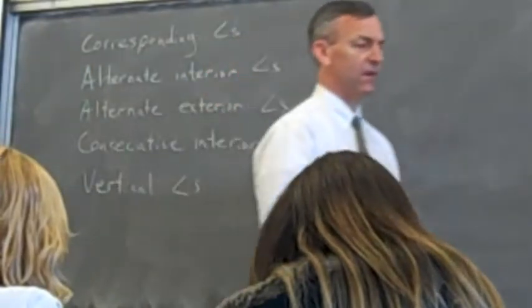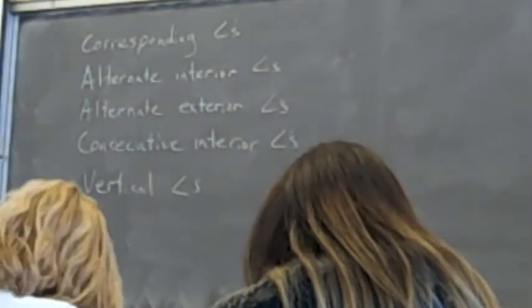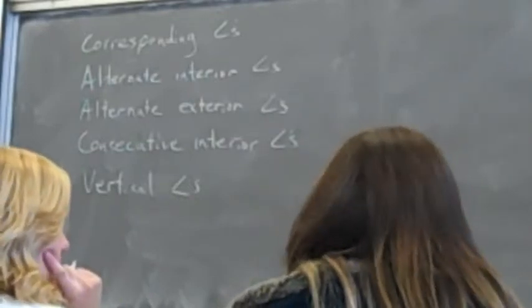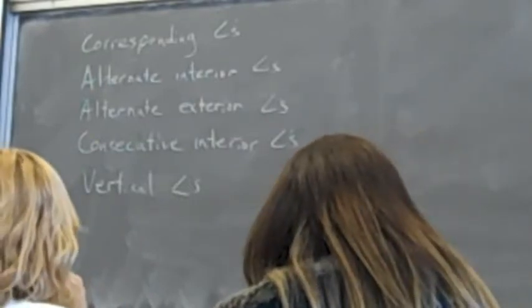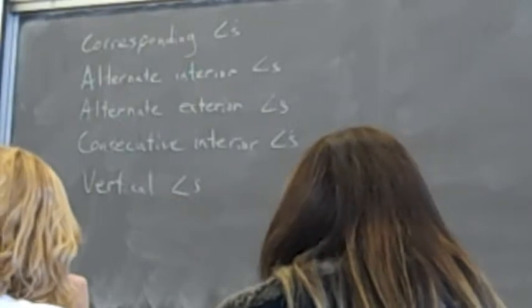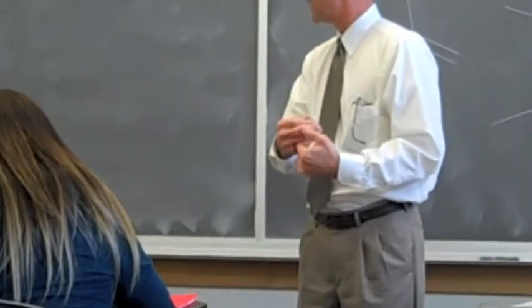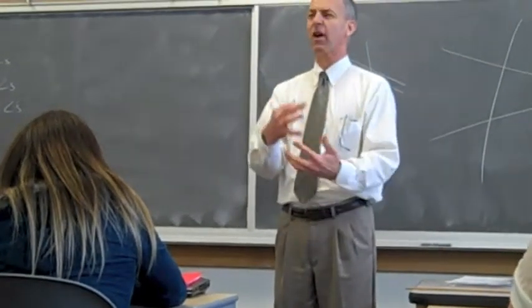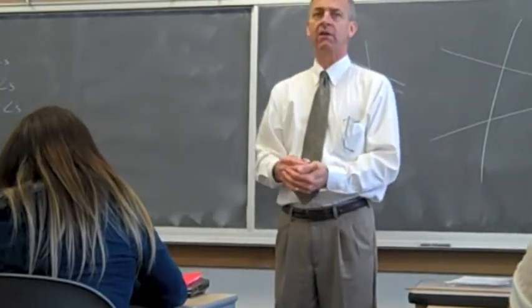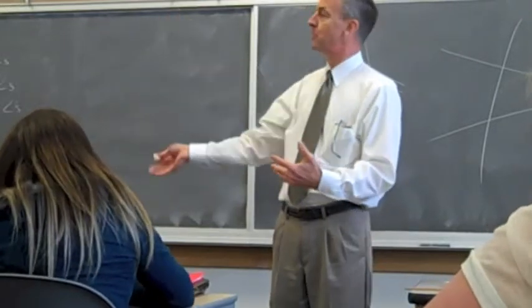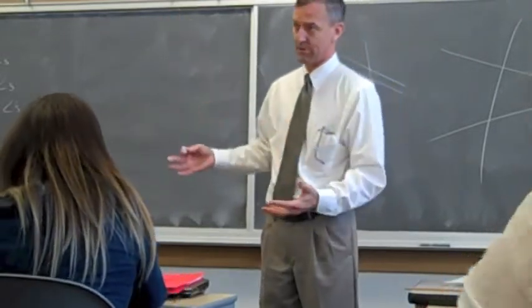Every one of these always comes in pairs. You can't say here is an alternate interior angle. There's no such thing. It has to be this pair. As a pair they are alternate interior angles. This as a pair are vertical angles. You cannot have one vertical angle because these names name relationships by pairs.